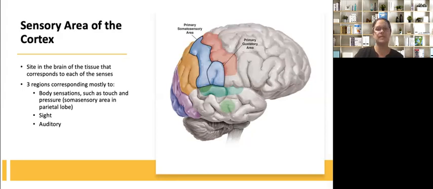that are more sensitive. Okay, so just like the motor area, the more delicate and the more precise your movements, the more brain tissue it takes. Same thing with the sensory area. The more sensitive to touch the area of the body is, the more brain tissue in the sensory area of the cortex it takes, okay, for those messages to be transmitted.